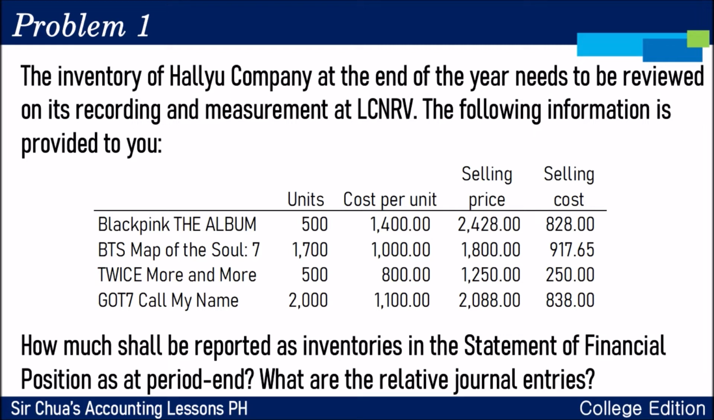Okay, so binigyan po kayo ng number of units and then the cost per unit. Pag sinabi pong cost per unit is the purchase price nung bago natin sila ibenta. Okay? And then we have the selling price and the selling cost. Okay? How much shall be reported as inventories in the statement of financial position sa ating pong period end reporting, and then we will be also be preparing the relative journal entries for them. Okay? Let's start.